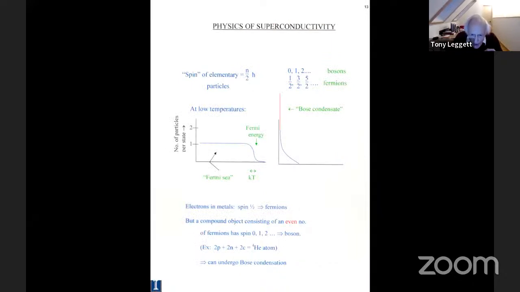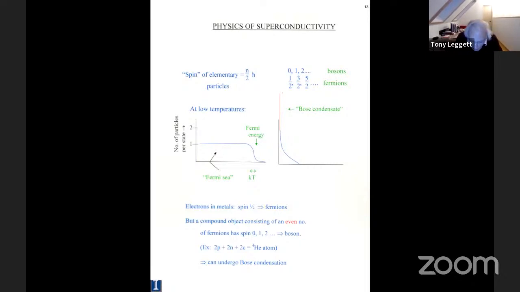Well, we already reviewed the fact that in order to form a Bose condensate, particles have to be bosons. The electrons in metals are not bosons, they're fermions. So, at first sight, they behave in a very xenophobic way. They just form a so-called Fermi sea, and that's not particularly interesting. However, a compound object, which consists of an even number of fermions, has an integral spin, 0, 1, or 2, and so forth. So that can form a boson.